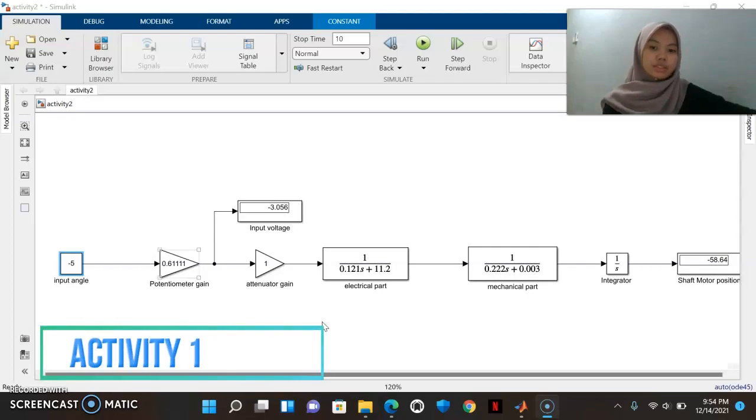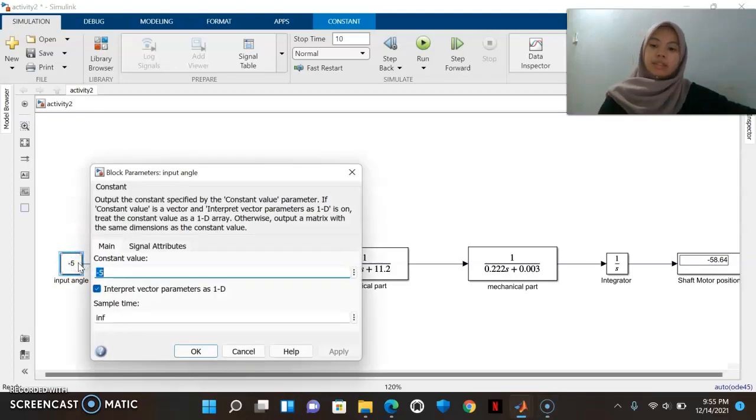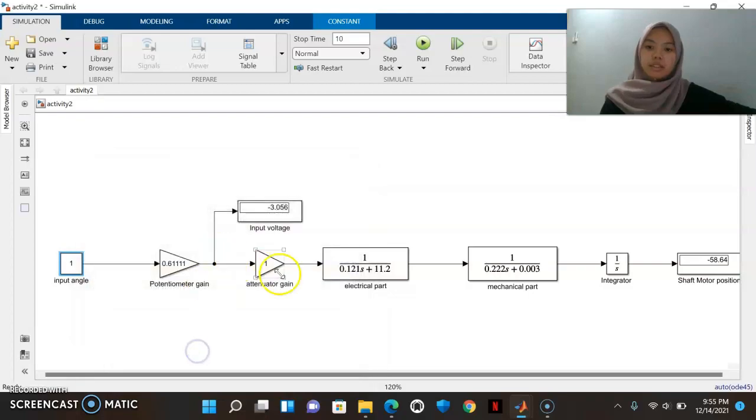Open loop position control. So this is the block diagram, and follow the parameter values based on Table 3.1. The first step, we need to check whether the block diagram can function or not. Apply 1 for input angle and 1 for alternator gain. As we can see here, both show a value, so that means the block diagram is functioning.